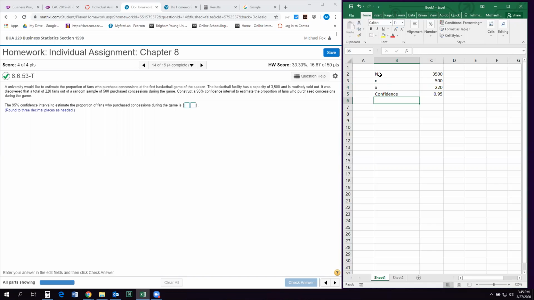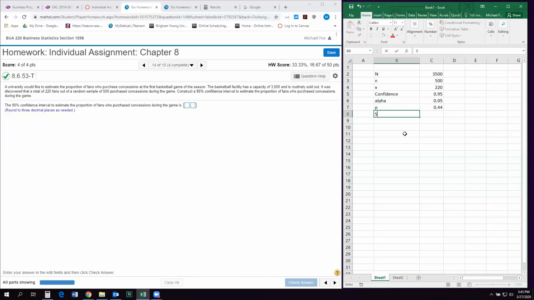And then to figure out some other things, we're going to need to calculate our alpha, which is just equal to 1 minus our confidence level. And we're also going to need to figure out our p, which is our proportion of successes in the sample. So that's just going to be x divided by n. And I think that's it. That's all we really know at this stage.